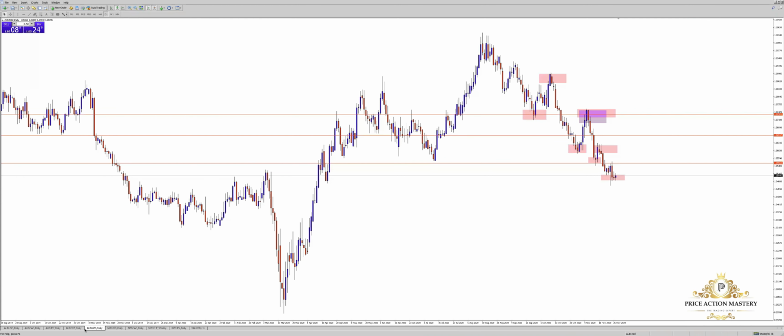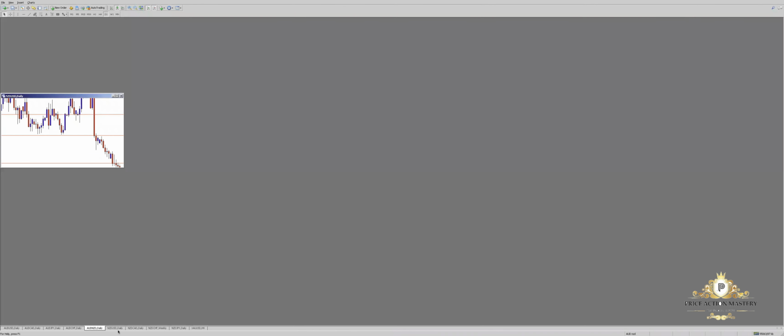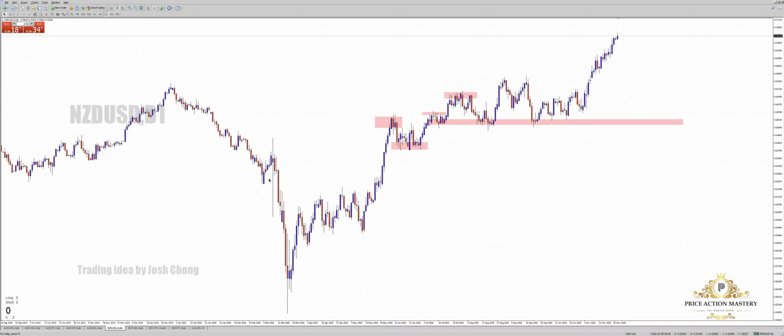The next will be Aussie New Zealand. So far Aussie is very clear, and the trend is very clear, so we can wait over here for a sell trade. Next will be New Zealand dollar, which is also very clear.